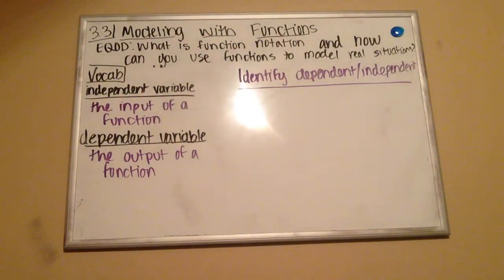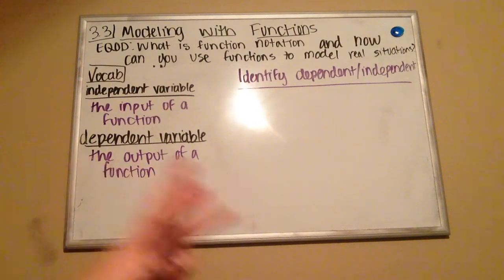All right, here we are with section 3.3, which is modeling with functions. So we're doing more of the real world stuff here. We're looking at some word problems, and we're going to see what is function notation and how can you use it. So we're going to look at two different vocab today, just independent and dependent variables.